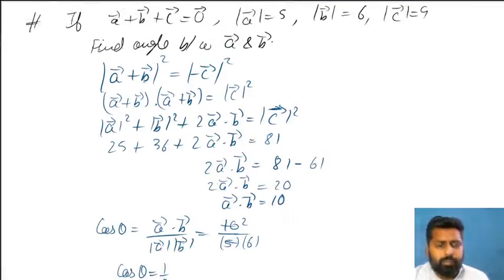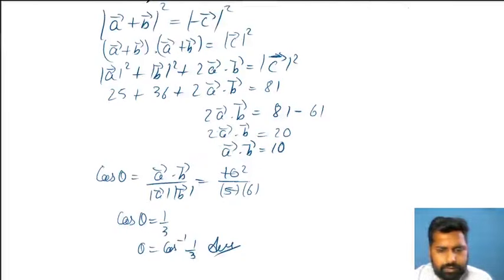So you see the use of that property, na? Magnitude of a square is a dot a. This is how they can manipulate this. They can change the values accordingly. They can give you new questions based on this.